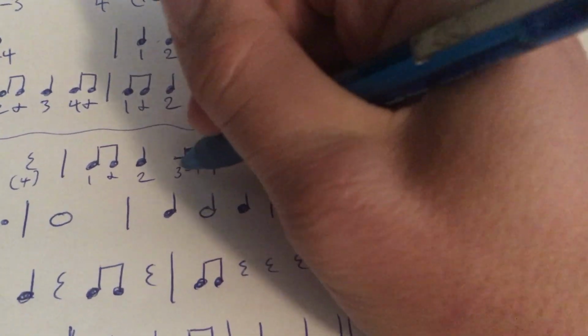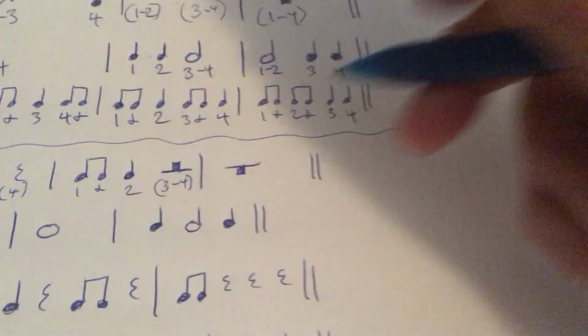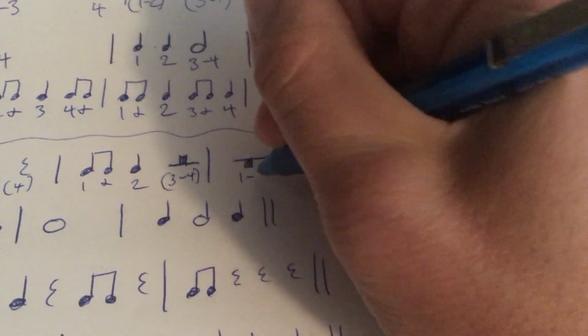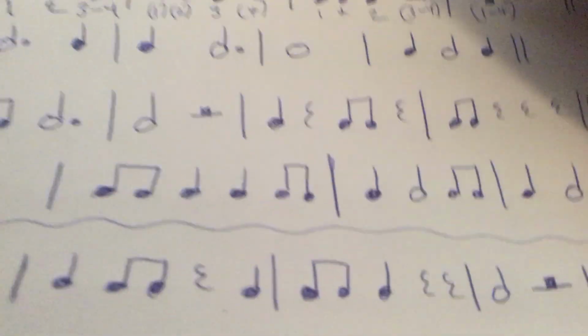Now you have a 1 and 2. Here's a half rest for 2 beats, and the beats are going to be 3 and 4 that fall into it. And then here you have a whole rest by itself. That's the only thing that takes up the measure, so it's going to be 1 through 4.